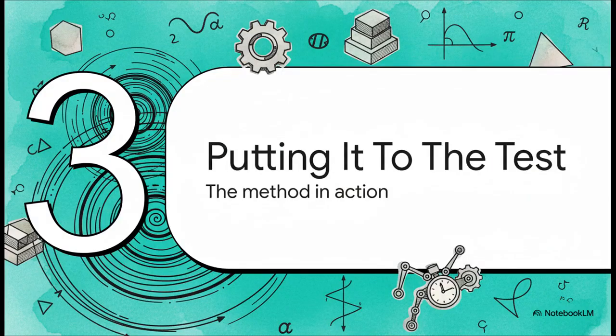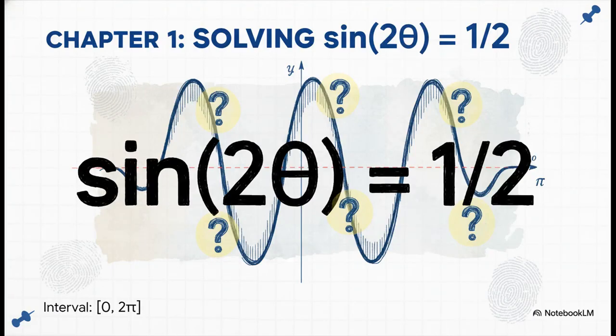That's it. Theory is great and all, but let's see how this thing actually works in practice. We're going to walk through 3 different examples, starting basic and getting a bit more advanced, just to show you how powerful this 4-step method really is. Okay, let's start with the exact problem from the beginning, solving sine of 2 theta equals 1/2. We're finally going to hunt down those 4 mysterious solutions.